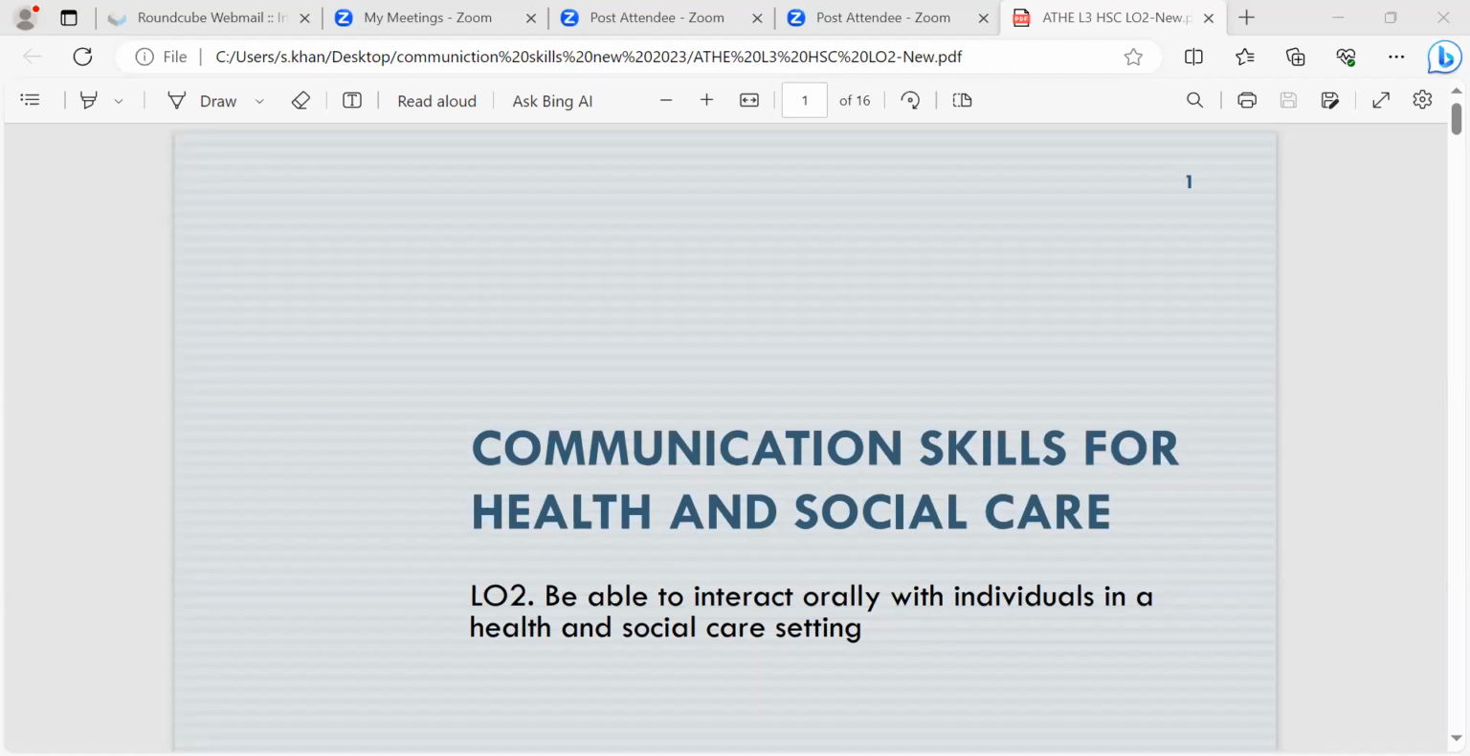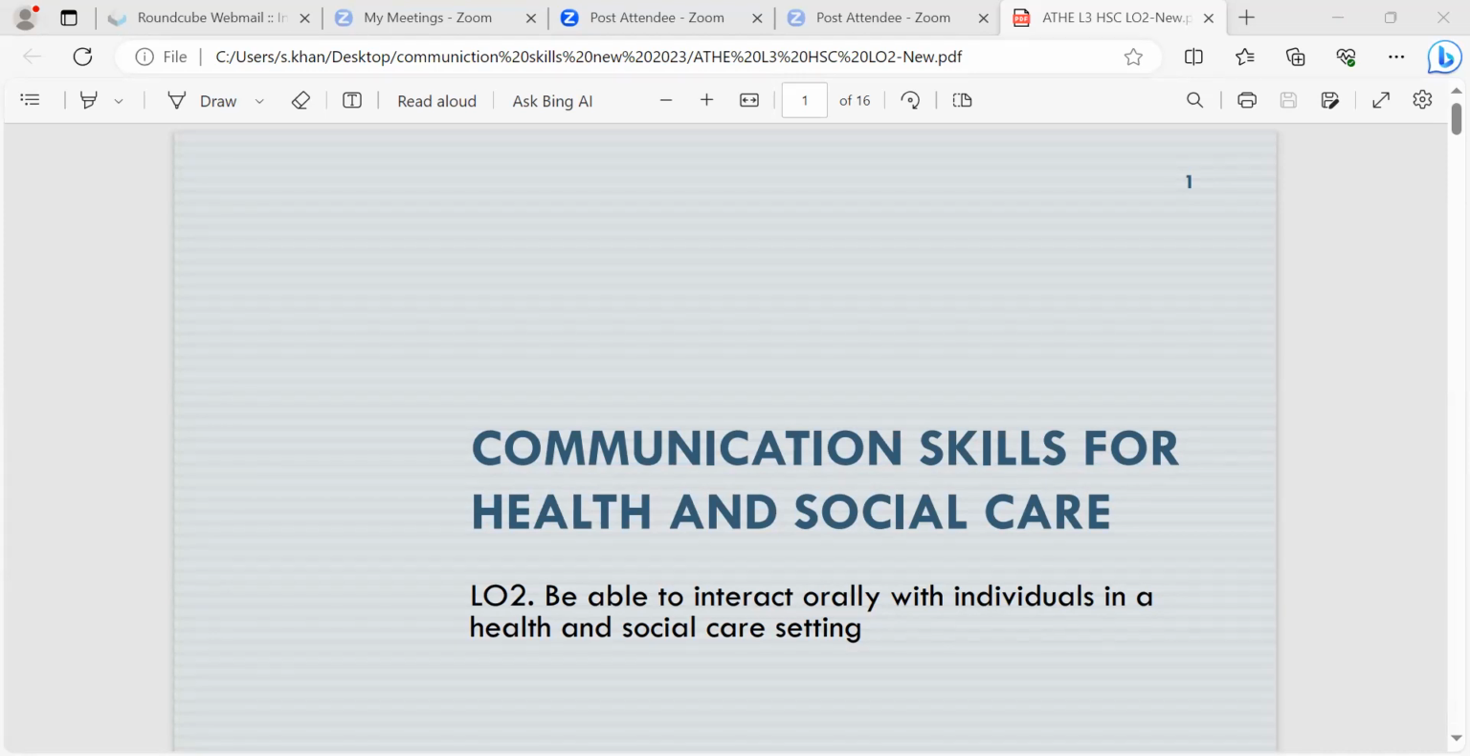Okay, good. So today's unit is communication skills for health and social care, and we're looking at learning outcome 2 today. In the last session, we looked at learning outcome 1, which was to know how health and social care organizations communicate. I'm going to give you a summary of what we did in the last session, so you've got a better understanding of what we've done.